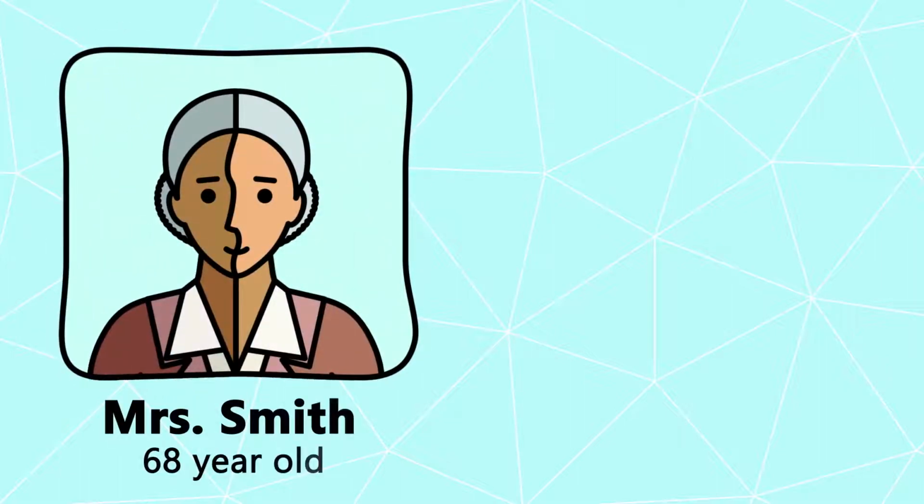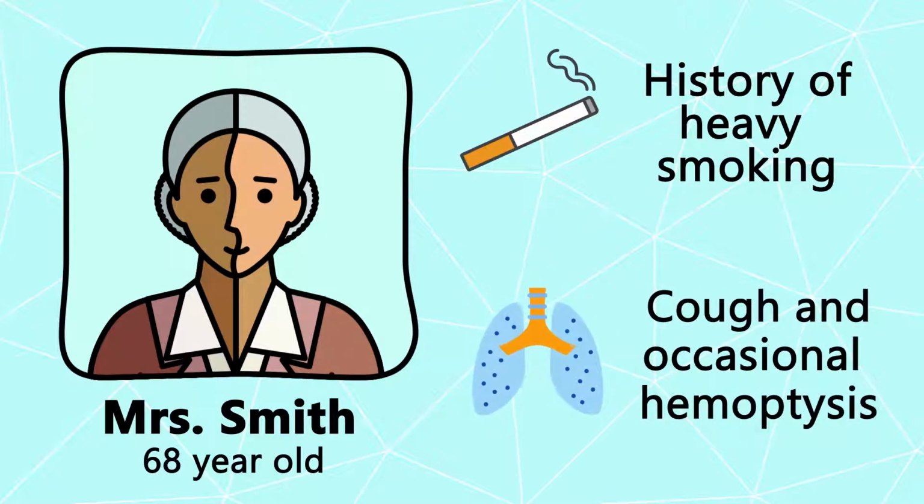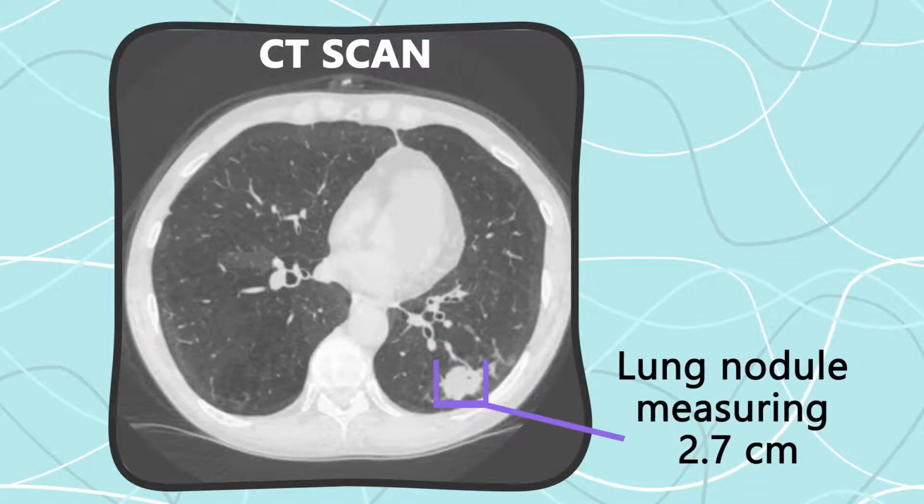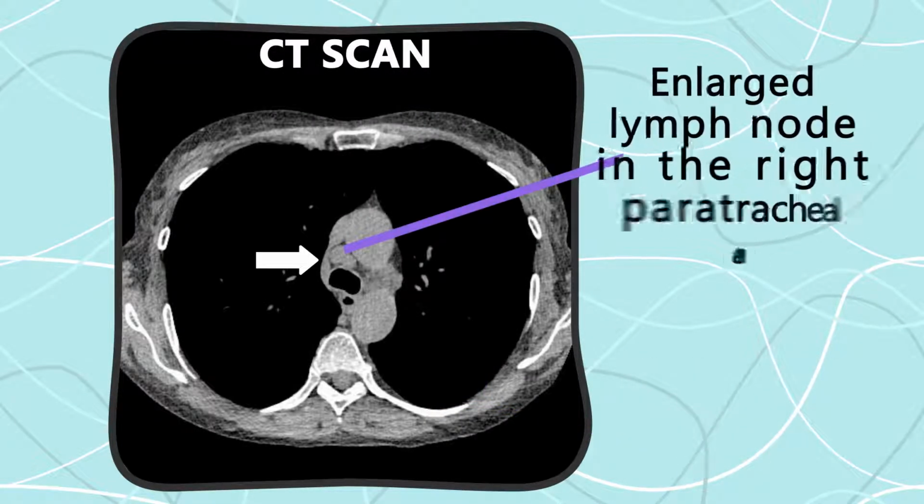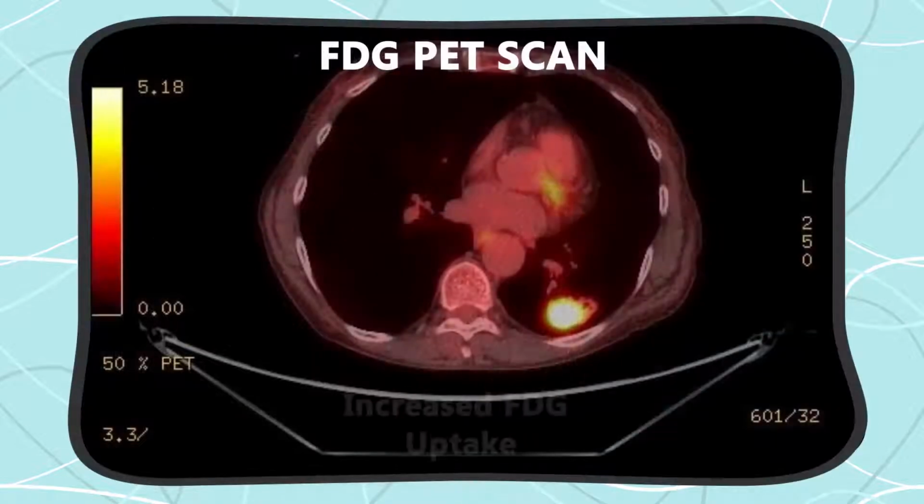Mrs. Smith is a 68-year-old woman with a history of heavy smoking who presents to her primary care physician with cough and occasional hemoptysis. A chest CT scan identifies a lung nodule measuring 2.7 centimeters. The scan also reveals an enlarged lymph node in the right paratracheal area. The patient is referred to a pulmonologist who orders an FDG PET scan.